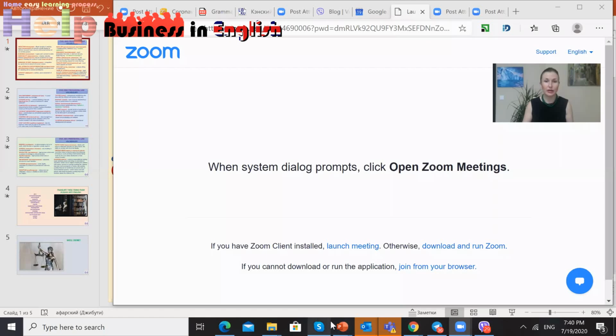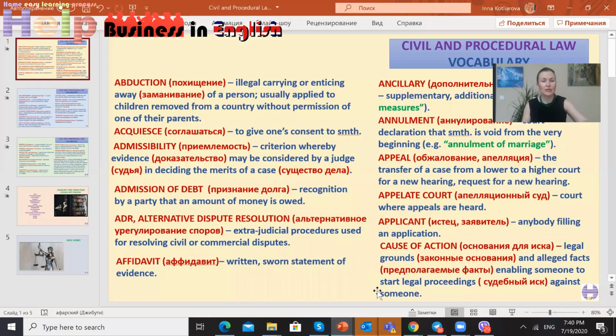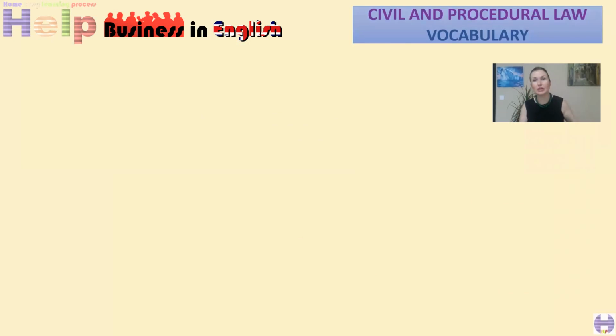So those of you who are more into criminal law will have a chance to learn that part, and those of you who are more into civil and procedural matters will have the chance to enhance vocabulary from that subsection. But anyway, overall, we will cover 130 plus terms in the field of legal activity. So let's have a look at the terms I have prepared for you for this teaching session. There will be civil and procedural law terms that I will display to you today.